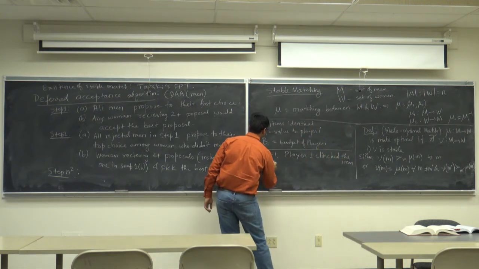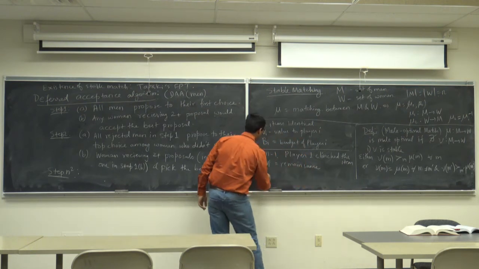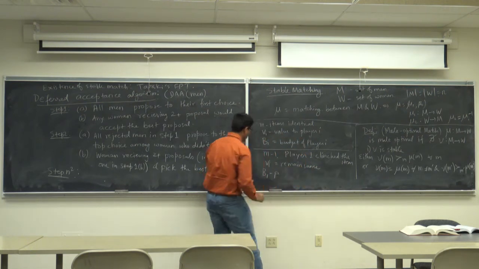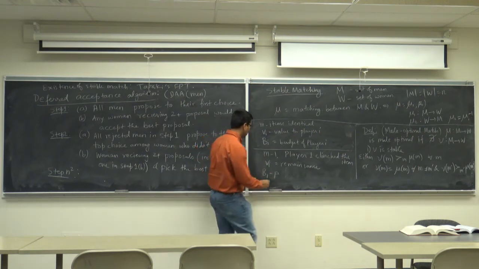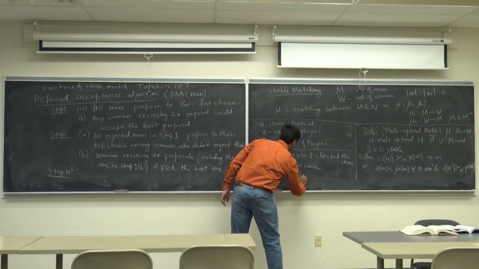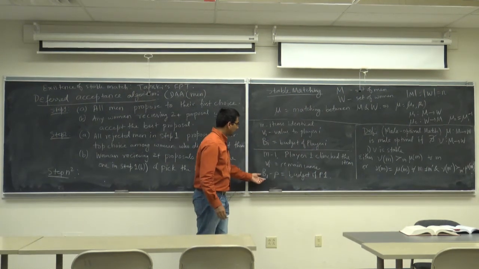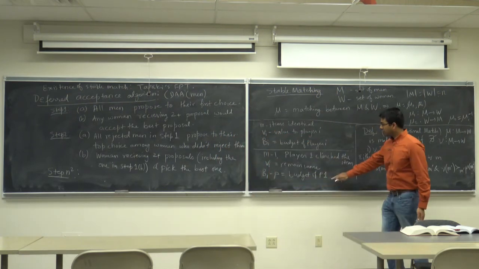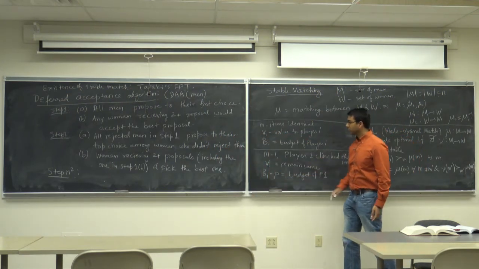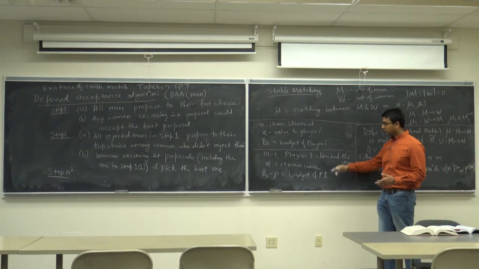Then in the new game, VI remains the same. But player 1's budget is B1 minus P, because at price P, he has clinched the item. But for other players, the budget is going to be BI itself, for I not equal to 1, because the other players have not clinched the item yet. And you will keep running this auction in this fashion.